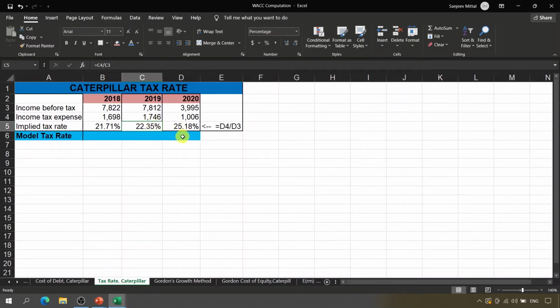You need to understand this fact that the tax rate should be taken as the latest year's tax rate because tax laws keep on changing, and the latest year tax rate is more likely to prevail in the future periods. So instead of taking the average of these 3 years' tax rates, we will assume our model tax rate as, let me convert this into a number and then percentage, 25.18%, which is for the latest year 2020. This tax rate shall be used for our further calculations and other details.